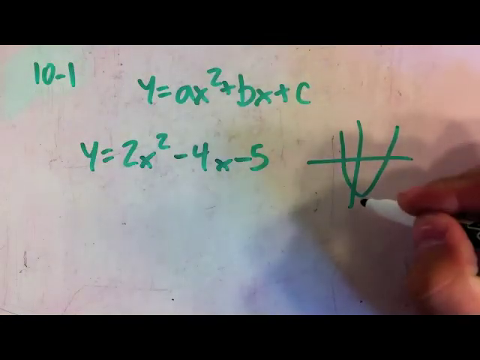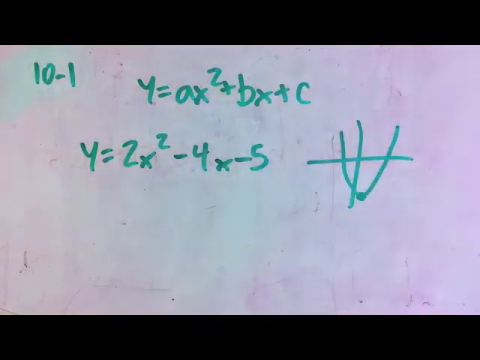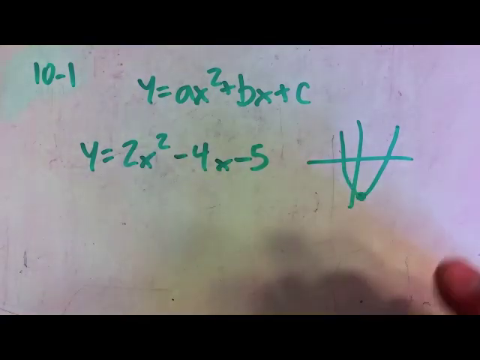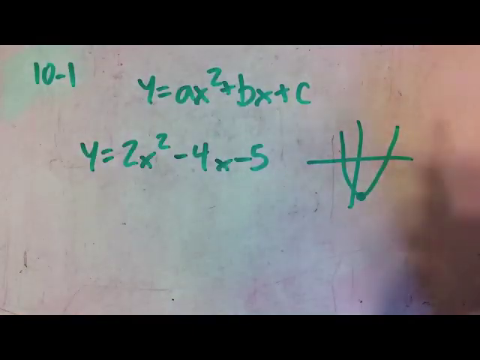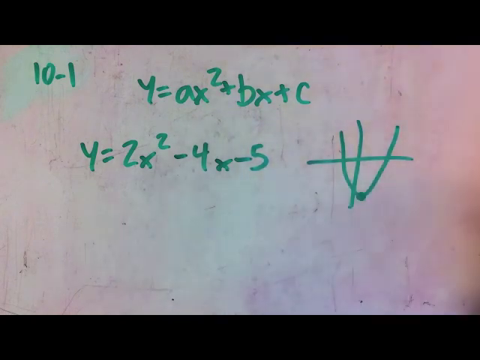So that means the vertex, which is the end right here, is going to be low. There's two different terms for this. For a parabola that's opening upward, we call this the minimum. Okay, that's the minimum, or the vertex. It is the minimum vertex.